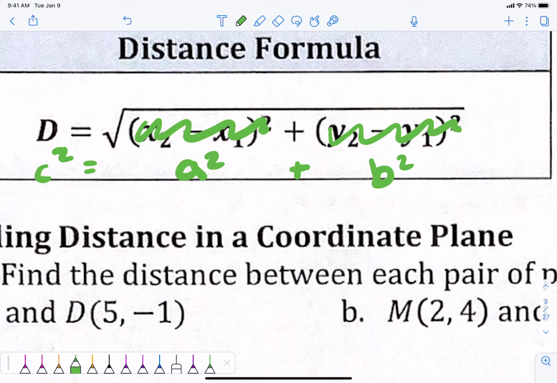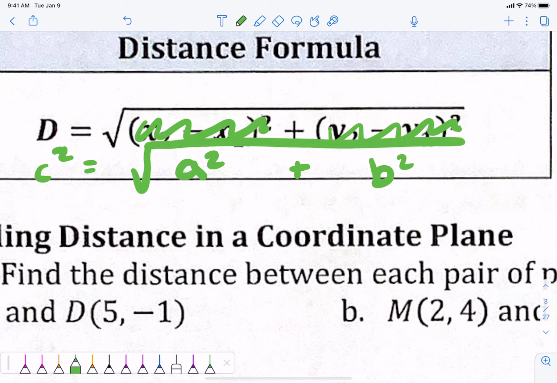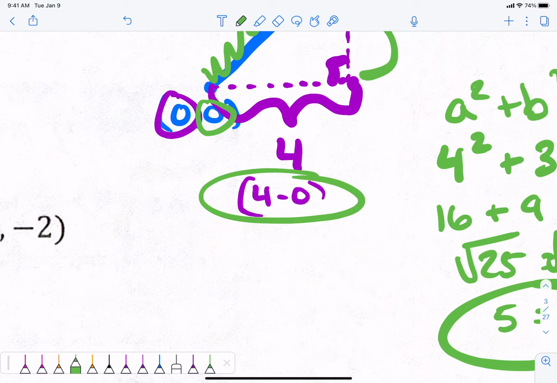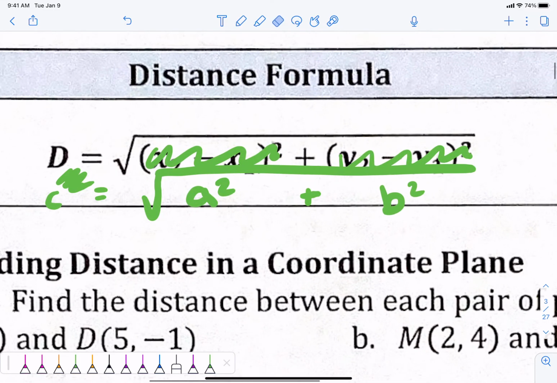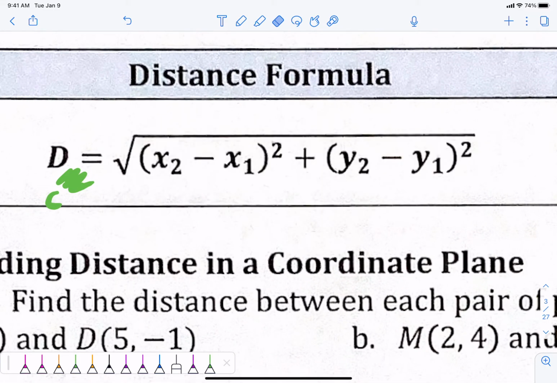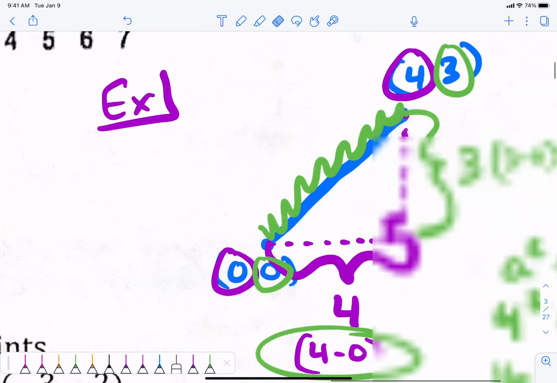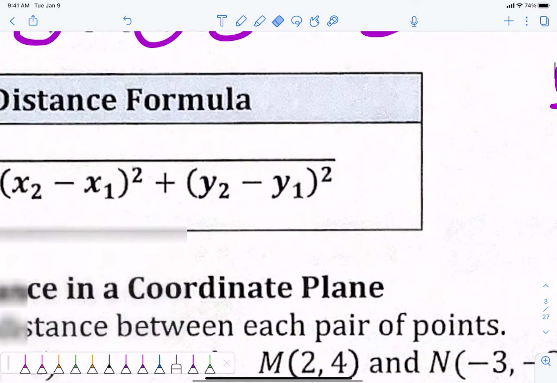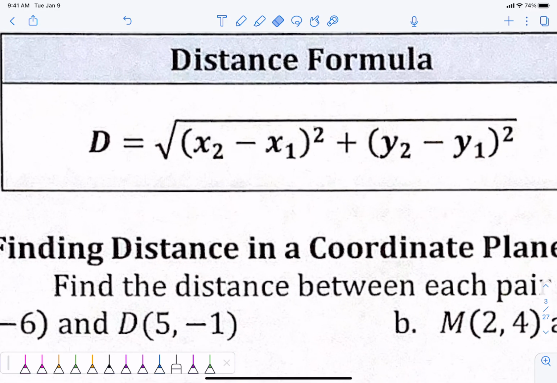They made it a square root instead of putting the square here, right? They got rid of that. So they took the square root of a squared plus b squared. Well, over here, to figure out what a was, didn't you take the x coordinates and subtract them? You took x2 minus x1, right? And to figure out what b was, you subtracted the y coordinates. You took 3 minus 0, right? That's what you did for b. So this distance formula is based entirely off of the Pythagorean theorem, okay?